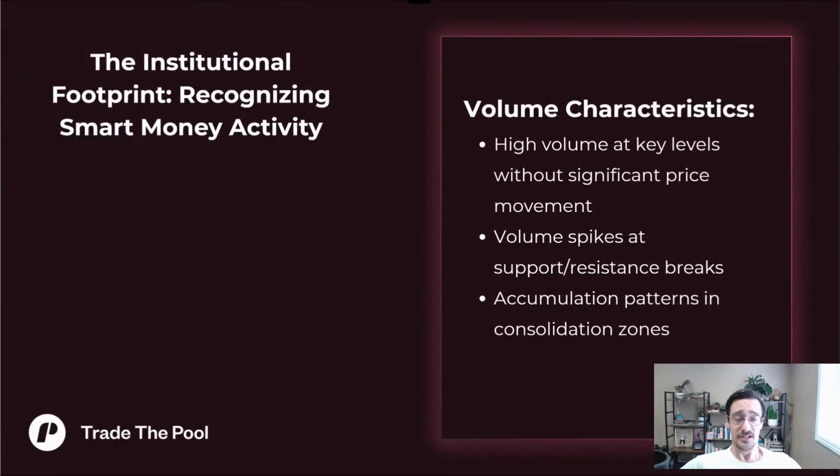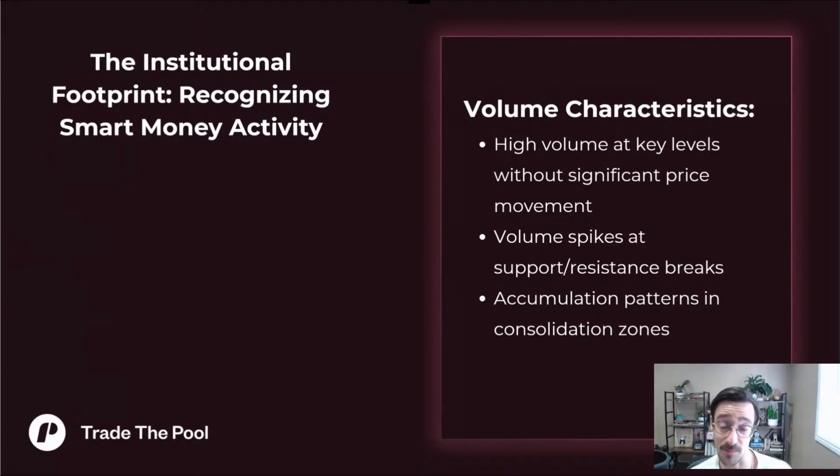So let's talk about the institutional footprint, because we always want to recognize this because that's the smart money. That's the big money. And if we can figure out what they're doing, we're going to do okay. So there are some characteristics in terms of volume that you can look for these institutional footprints. You want to look for the high volume at key levels and without significant price movement, because this is going to tell us that level is basically absorbing and it's going to be a pivot. So that's something we look for.